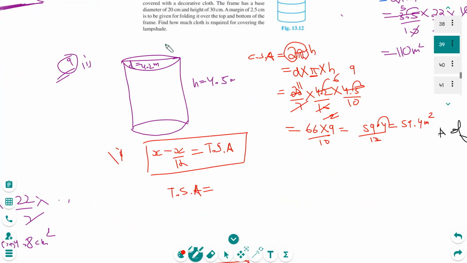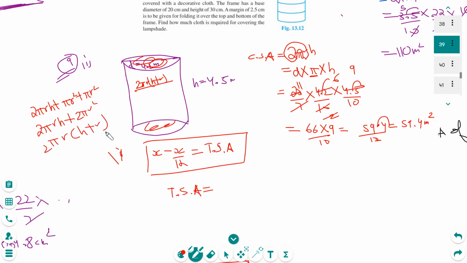Pi r square h is the volume of the cylinder. We haven't talked about it. 2 pi r (h plus r) is my total surface area. How did I come about this? 2 pi r h is the curved surface area. Pi r square plus pi r square, the area of the top and the area of the bottom. This will be the total surface area. So 2 pi r h plus 2 pi r square. If I take out 2 pi r common, it will be h plus r left. So this is my total surface area. Is this clear to everyone?